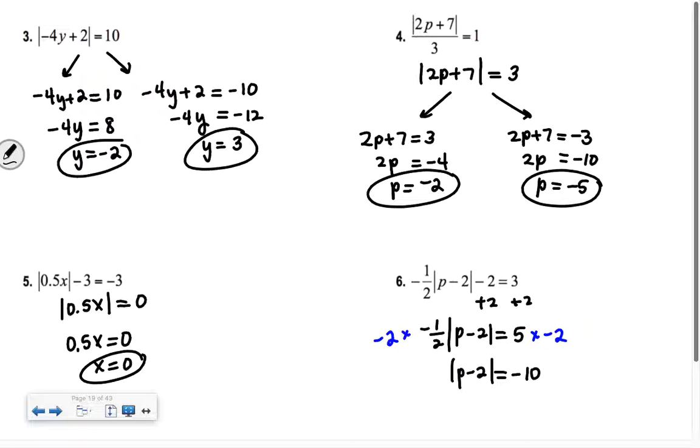Yeah, it can't equal negative 10. You can't take the absolute value and get a negative number, right? Does that make sense? So we can't have a solution to this. So this is a no solution. Think about it. Even if you plug in 12, 12 minus 2 is 10, absolute value. You're never going to get a negative 10. You take the absolute value, it's going to be the positive version of the number. Or negative 8 minus 2, that's negative 10, but in absolute value, it's positive 10.